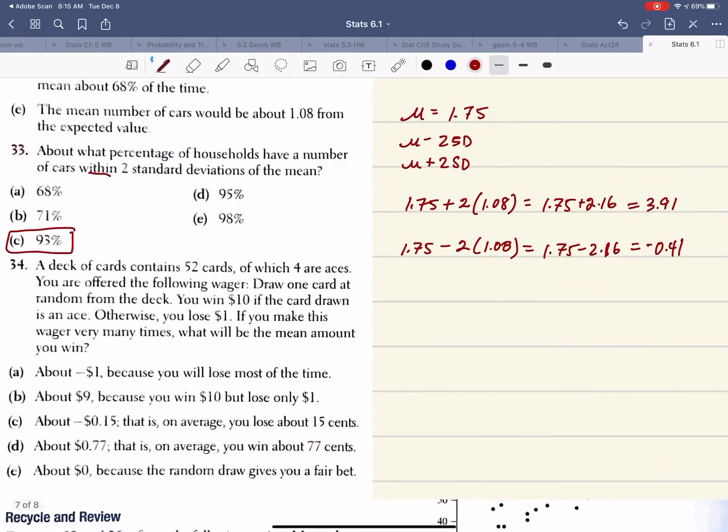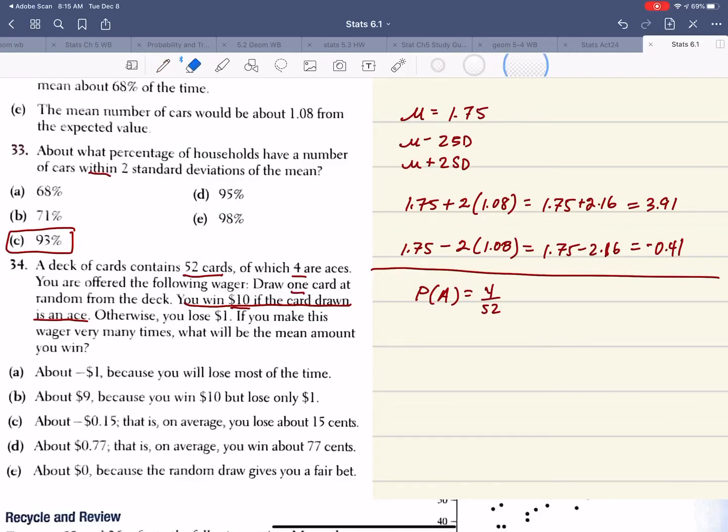Okay, last fact scenario, a new one. A deck of cards contains 52, of which 4 are aces. So we look here and we see that the probability of an ace is 4 out of 52. Now it says you are offered the following wager. Draw 1 card at random from the deck. So I'm only going to be drawing 1 card from the deck. So my probability of an ace, if I draw 1 card from the deck, is 4 out of 52. You win if the card drawn is an ace, and you get $10.